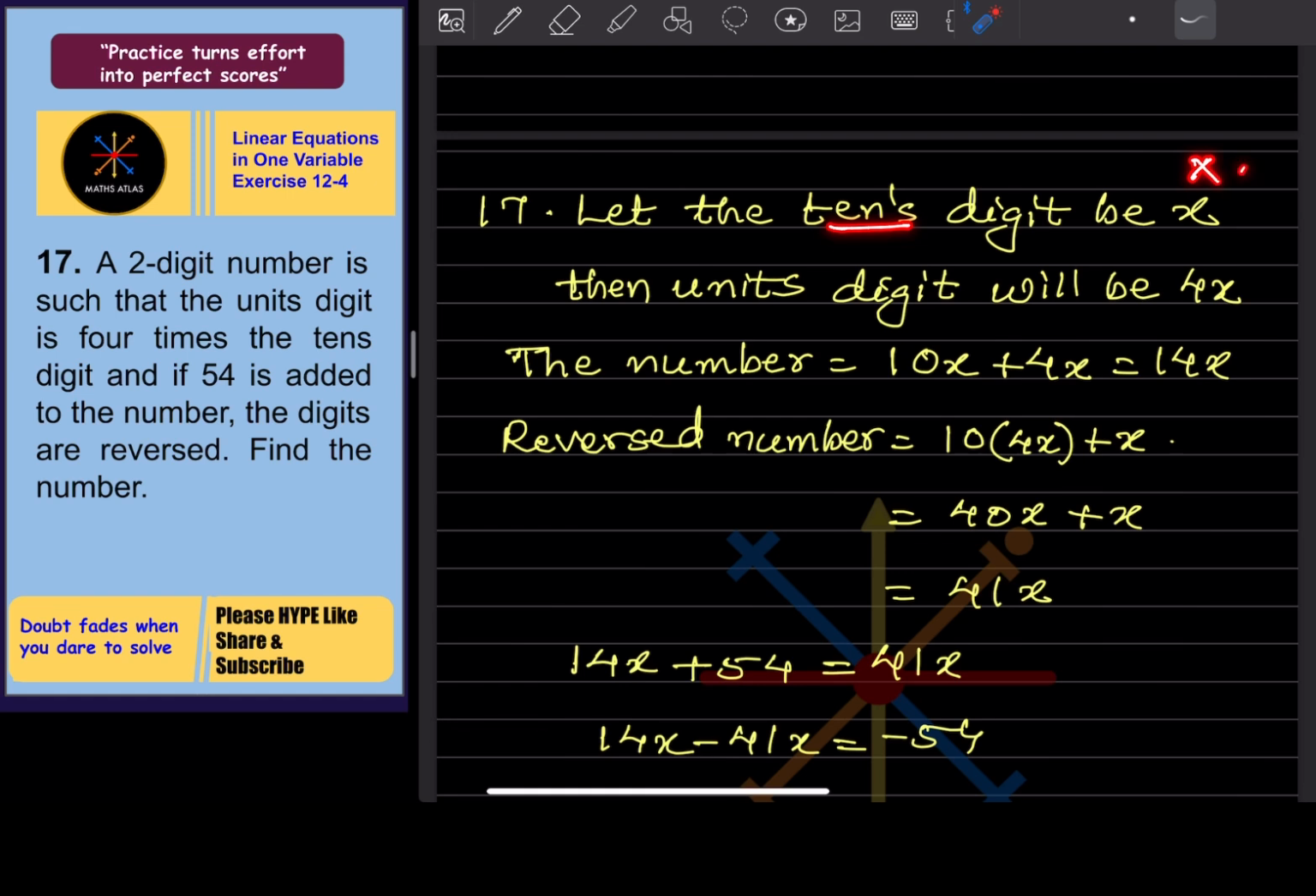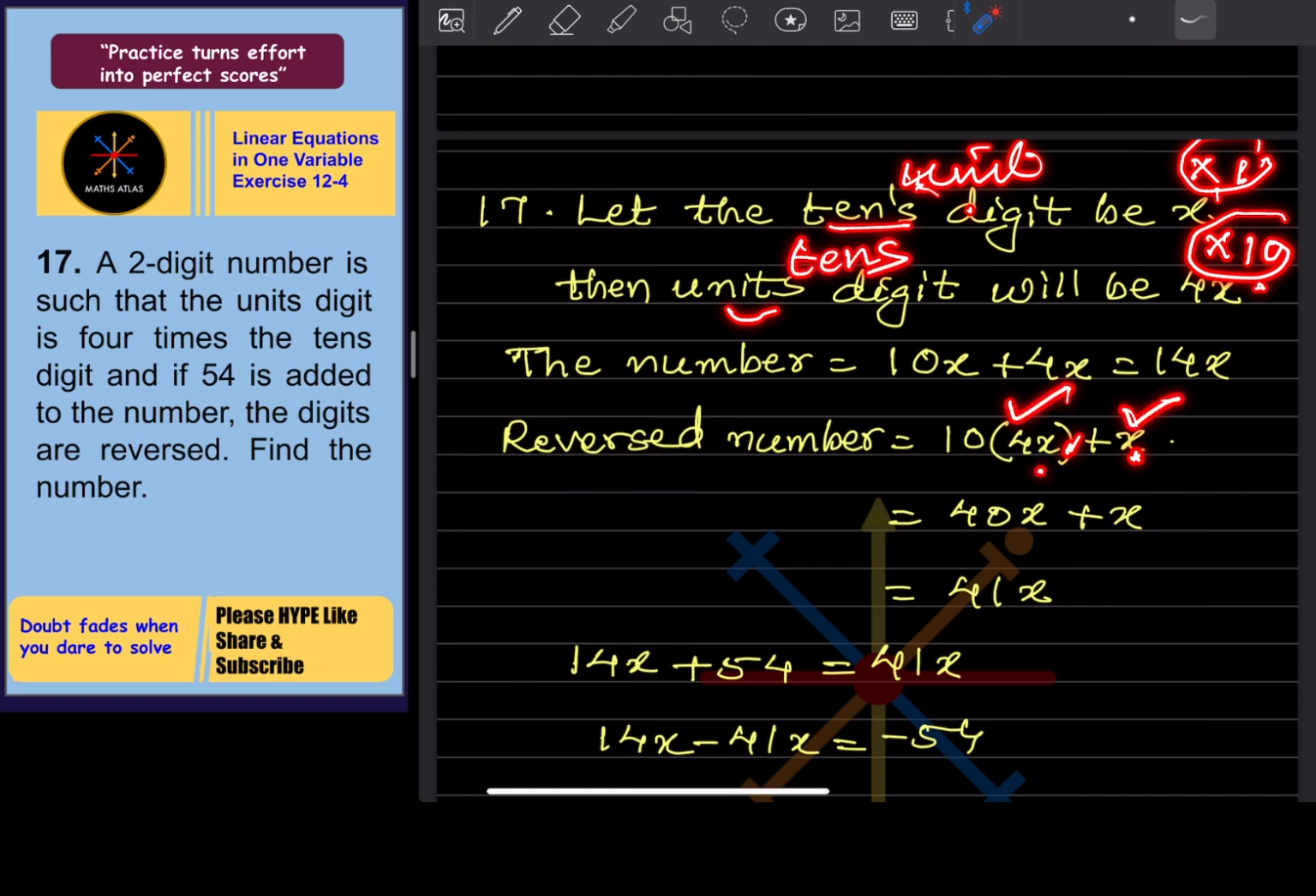And if we are reversing it, so reversing means, now if this is the tens digit, if we make this to ones and if we make it to this tens, the unit becomes this one. If we reverse it, so what will be the new equation? So this is going to be 10 into 4x plus x, because x into 1. Because the tens digit is going to be, this will be the units one and this is going to be the tens one. So units will be here and the tens is going to be here. So this is going to be 10 into 4x and this is just going to be x. So this will be 40x plus x will be 41x.